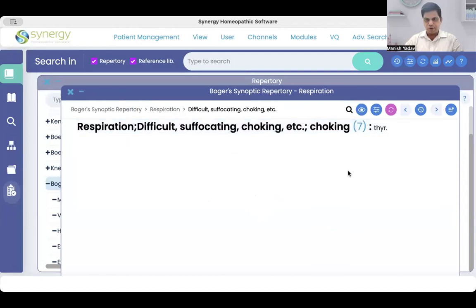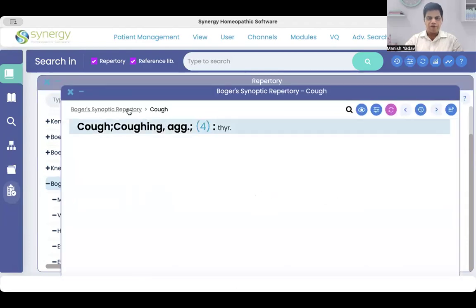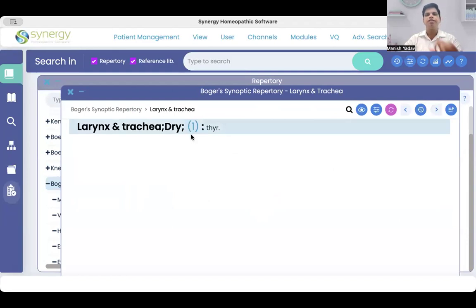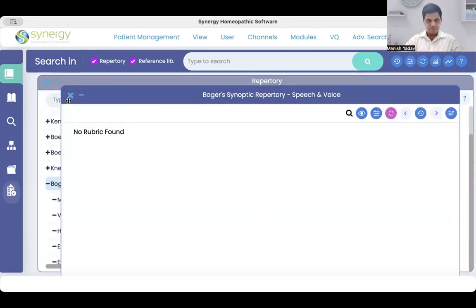Now, a few more things I want to show you. Coughing aggravates, like Ignatia. Again, you see larynx dry, nose dry, lips dry, even skin is also dry. But along with dryness, there is scaling.